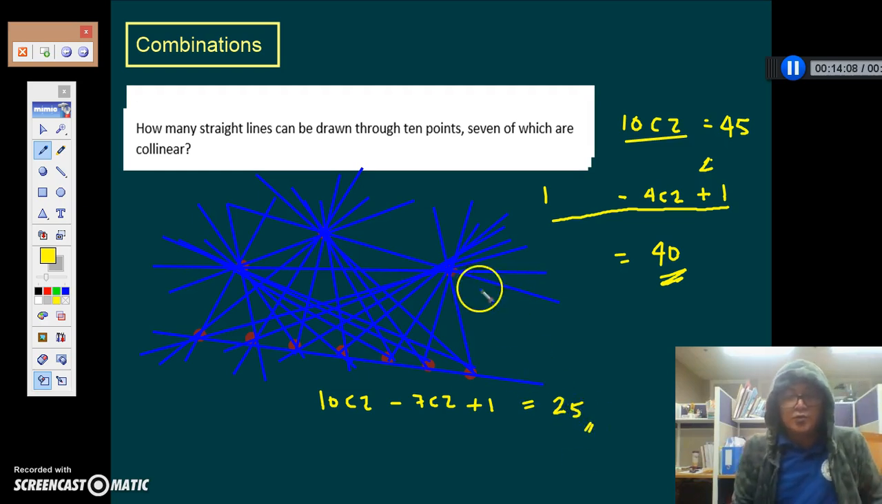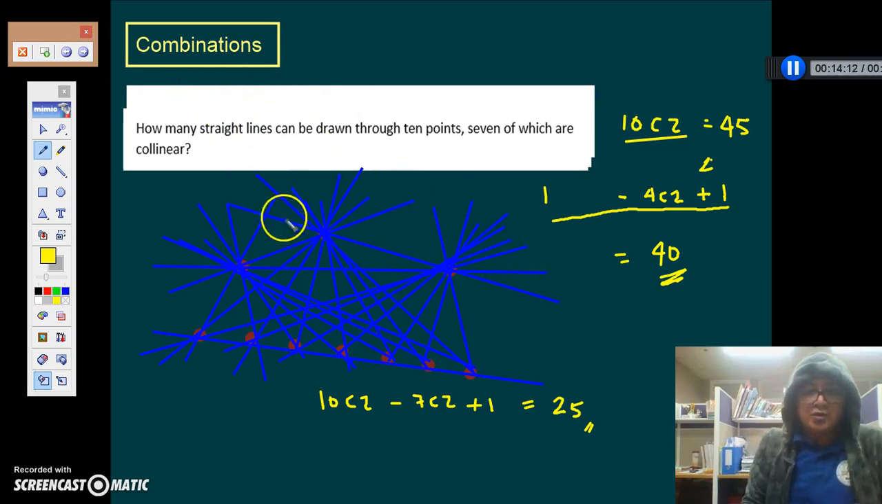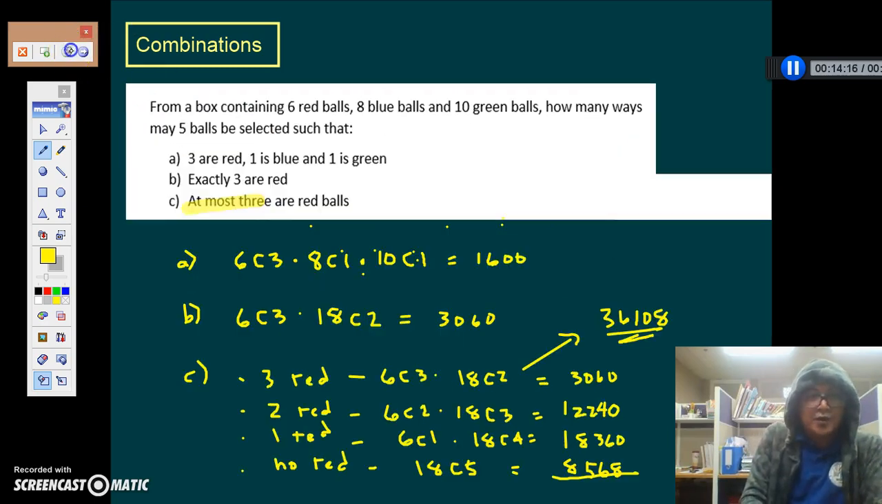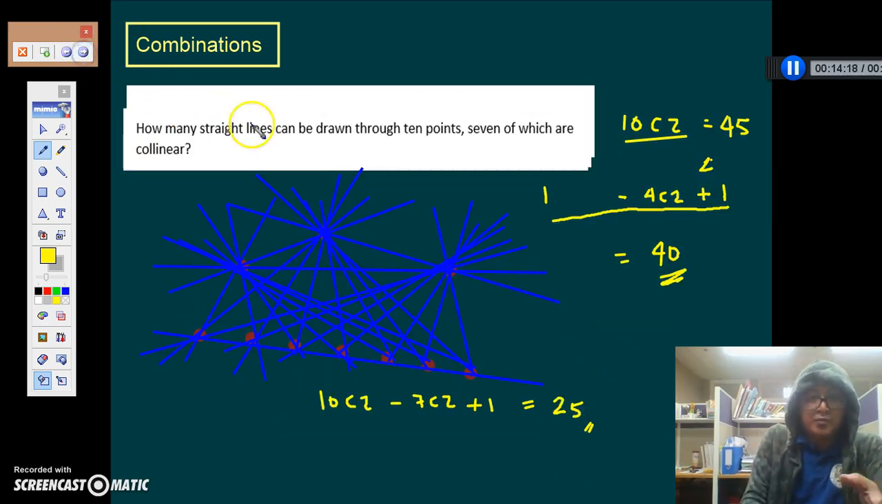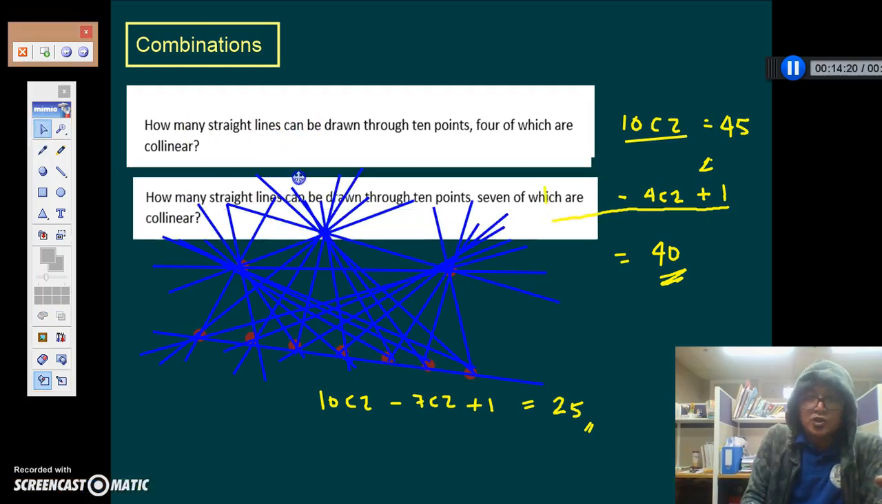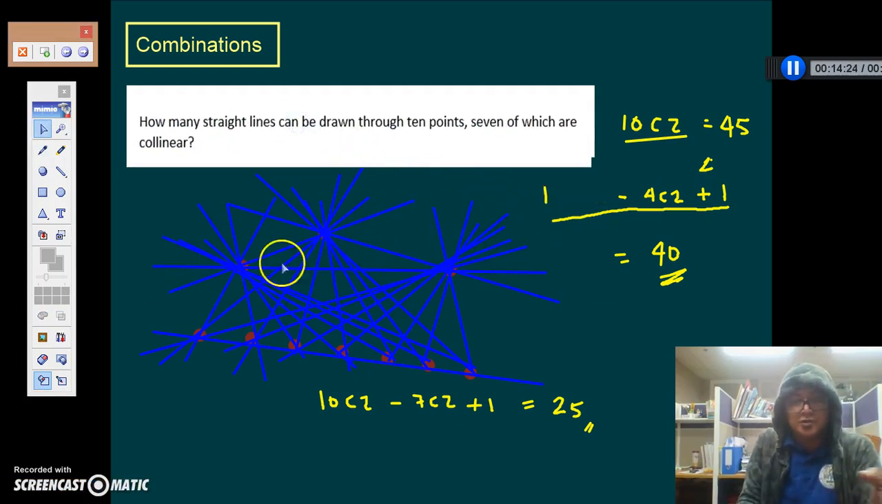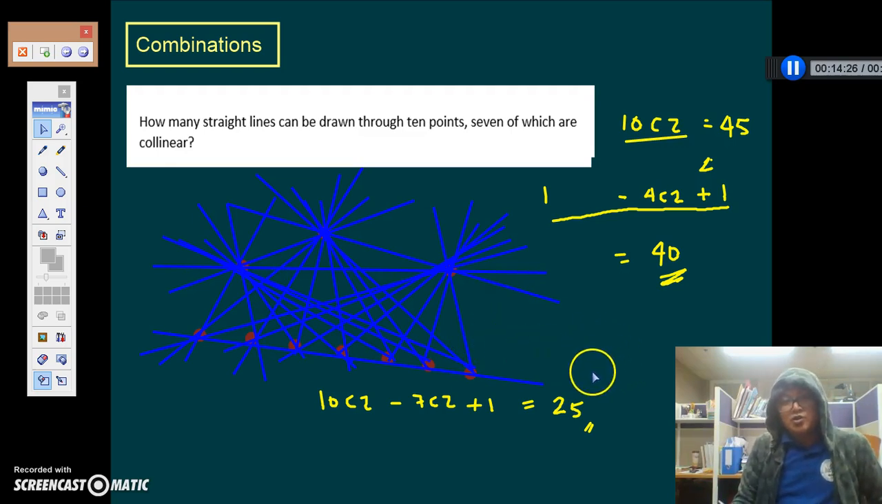That's it. So if you want, going back to the previous problem, I drew this because it's easier to make, but you can verify the problem before, I mean, the condition wherein you have 4 of which are collinear. So here 7 of which are collinear. It's easier. So I drew that.